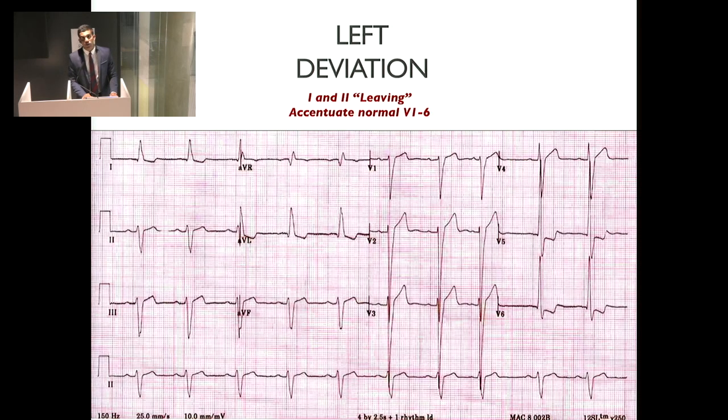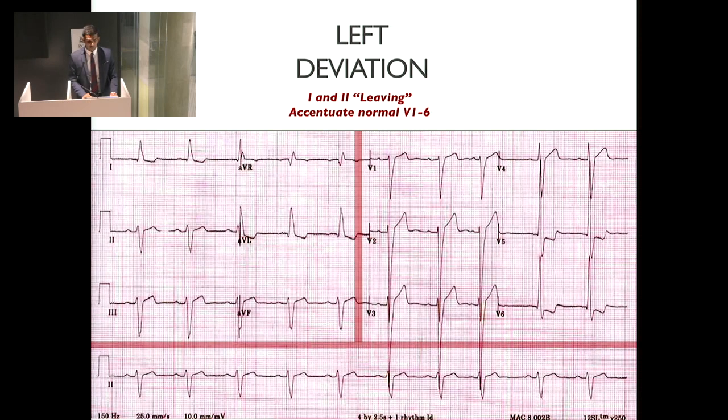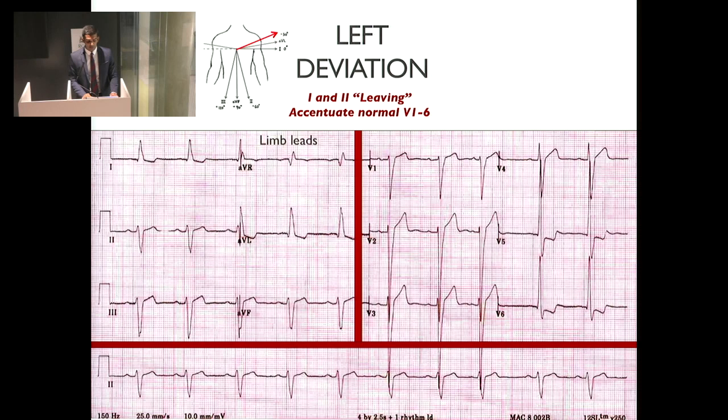Our next ECG shows us left axis deviation, which can be caused by a thicker left ventricle, say in left ventricular hypertrophy, or a thinner right ventricle, say in right ventricular infarction. If we split up our ECG into constituent parts, the limb leads now on the left show us that the axis has shifted to the left-hand side, pointing away from lead 2. So lead 2 is negative.